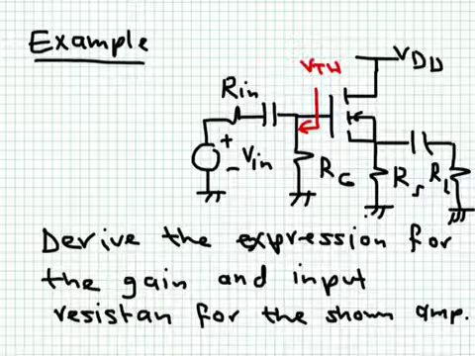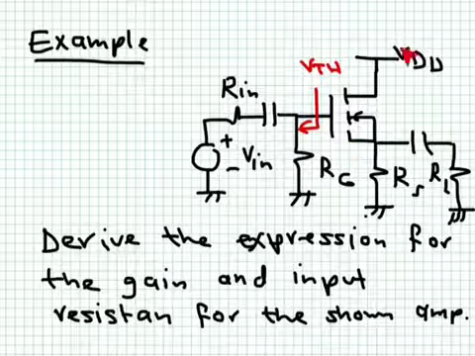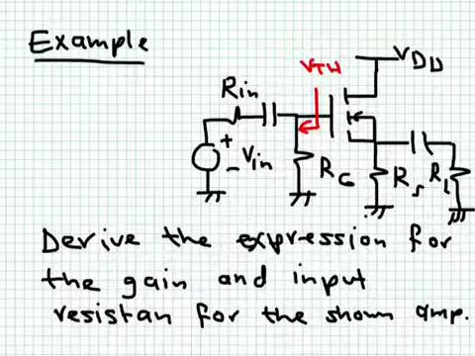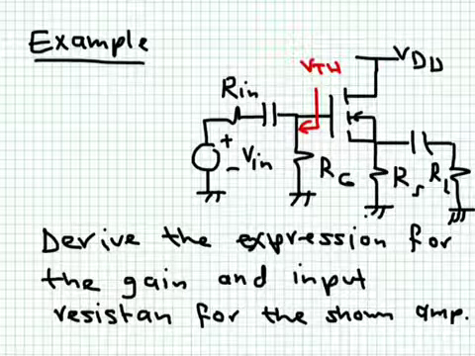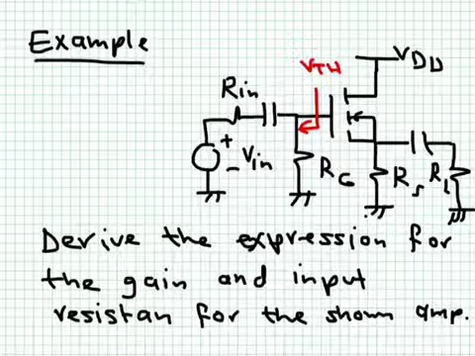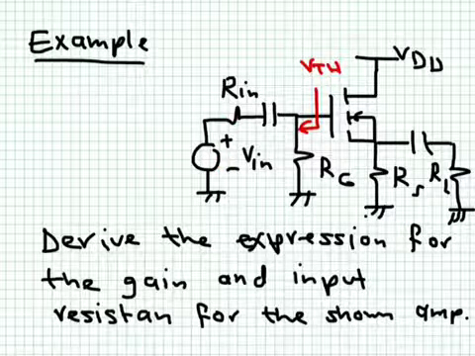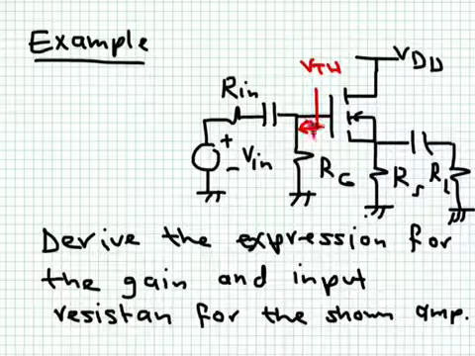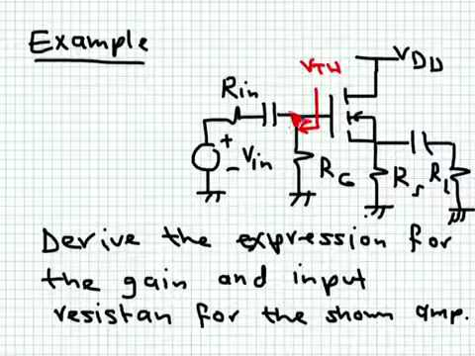So this is a common drain amplifier. You can see the drain is connected to VDD, which becomes a ground in AC analysis. And we would like to find the expression for the gain and the input resistance. Of course, at AC, the input resistance seen by this source is simply Rn in series with Rg, because there is no current being drawn by the gate. So this is the input resistance.